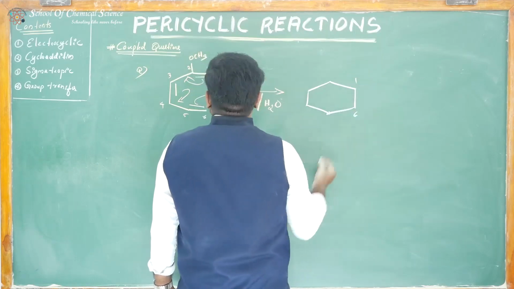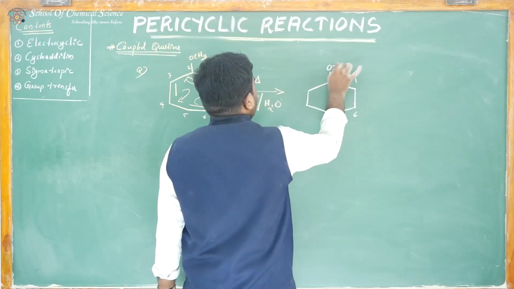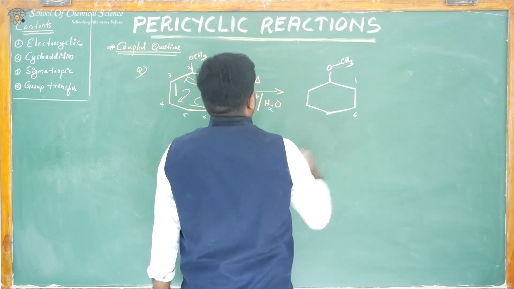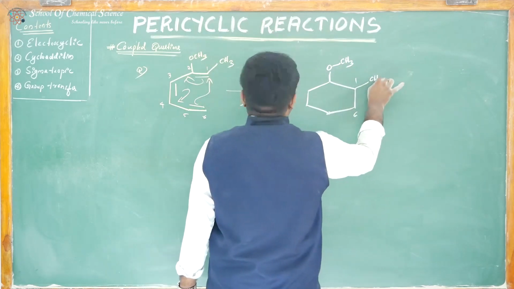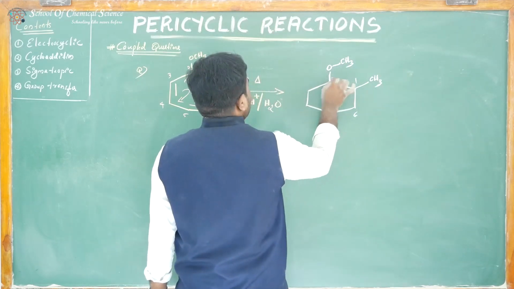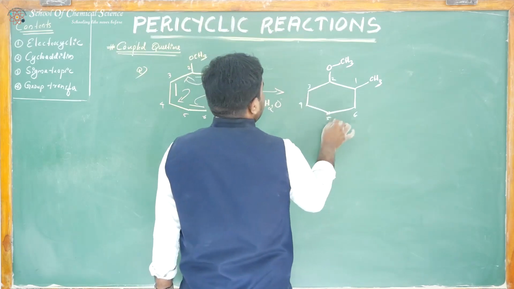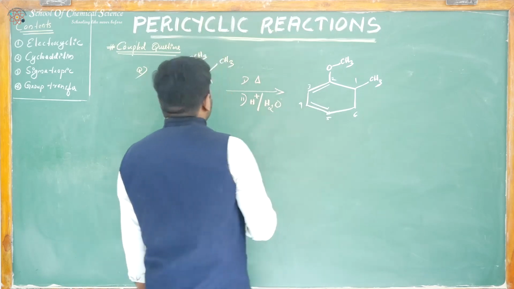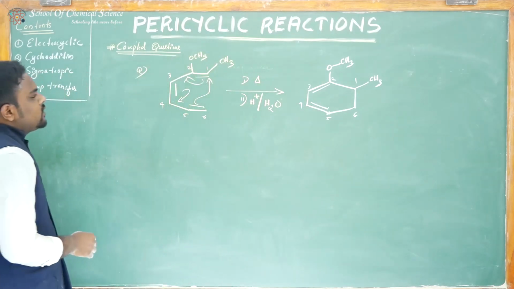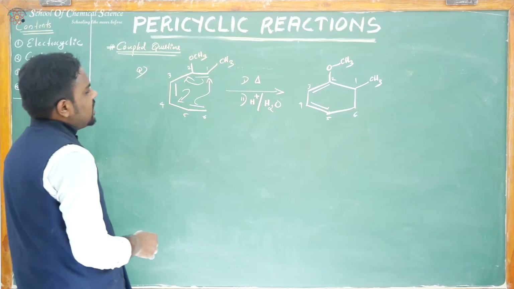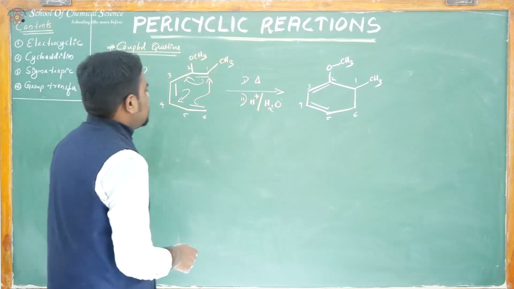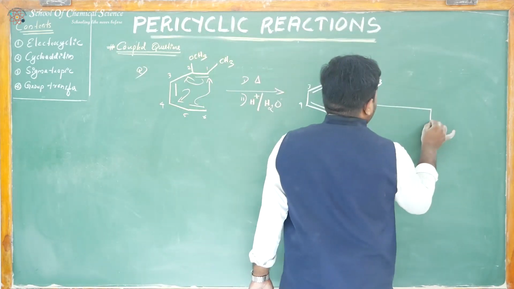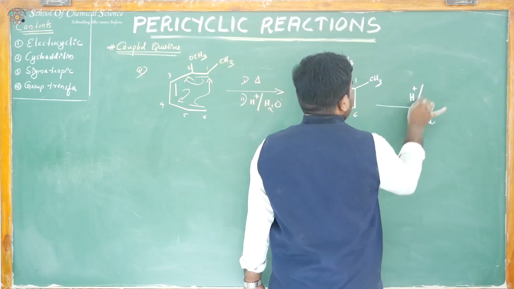This is the first carbon and the sixth carbon. Here an OCH3 is present. In the first carbon a CH3 is present. Between 2 and 3 a pi bond is formed. Between 4 and 5 a new pi bond is formed. So that is the product formed in the first step, the electrocyclization process. Then one more step is given. In the next step, H plus, H2O.